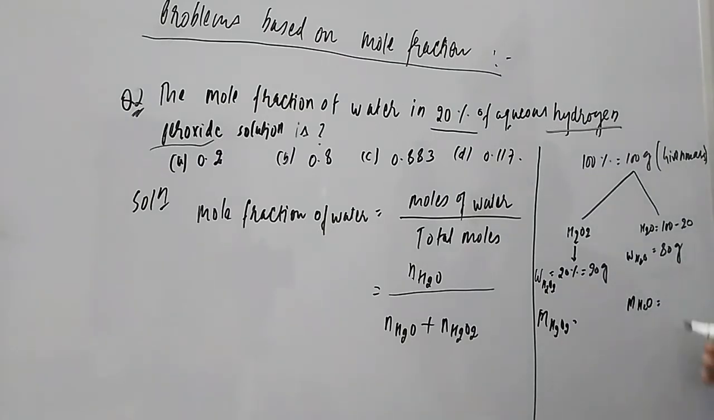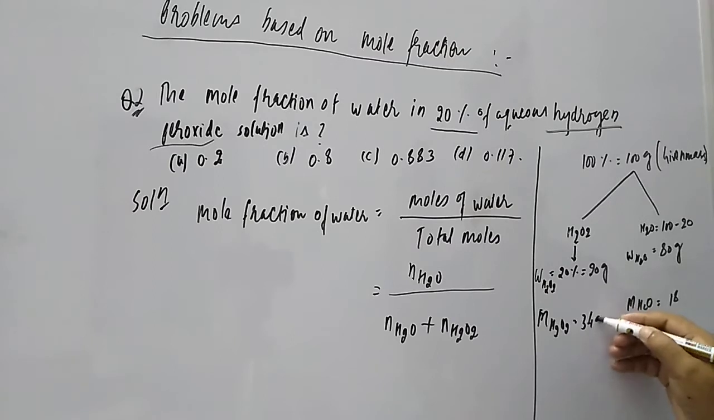M of H2O you know very well, this is 18 gram per mole, and M of H2O2, student. H2 is the same, you add 16 more here because 2 oxygens are there. So how much will it come, student? 34 gram per mole.